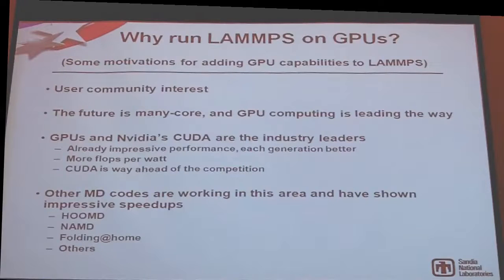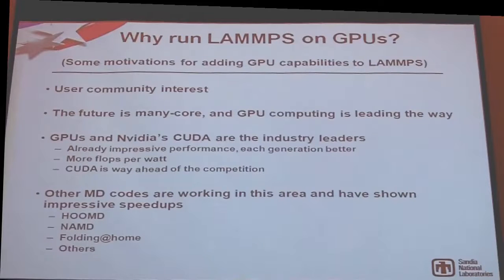Another argument is that the future is many-core, and that GPU computing is leading the way. And I think that that's probably not controversial. The next few statements that I'll make here, some of you may choose to argue with, and that's fine. But let me make these statements anyway. So I'll say that GPUs and NVIDIA's CUDA are industry leaders in computing on GPUs. And they've already shown impressive performance, and each generation is getting better. As you probably are aware, on GPUs you can get more flops per watt, and then I'll make this kind of controversial statement that CUDA is way ahead of the competition. So feel free to argue with me about that offline or here. But that's my perception, and the landscape is changing very quickly, and that may change soon.